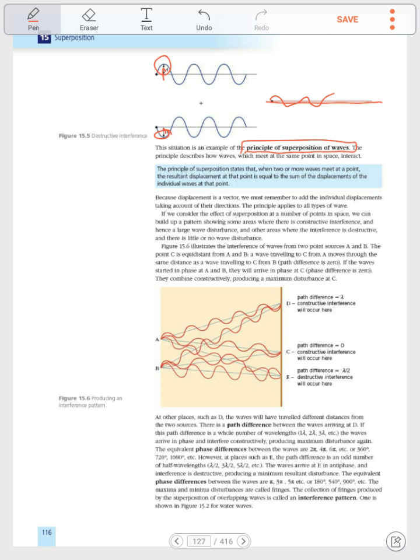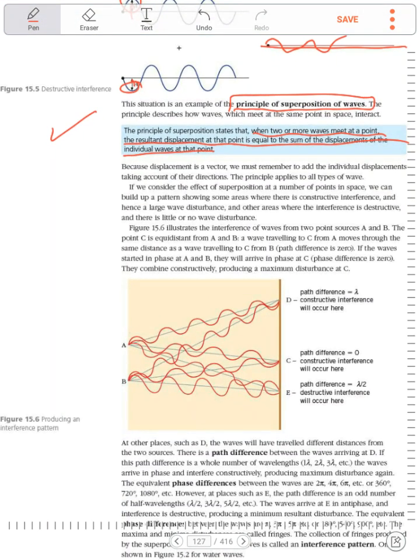The principle of superposition states that when two or more waves meet at a point, the resultant displacement at that point is equal to the sum of the displacements of the individual waves at that point. It is the total of the two waves. So we have to be careful about the direction of the waves and the phase difference between the two waves.